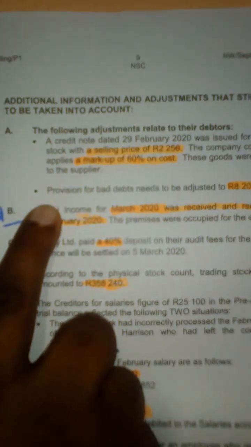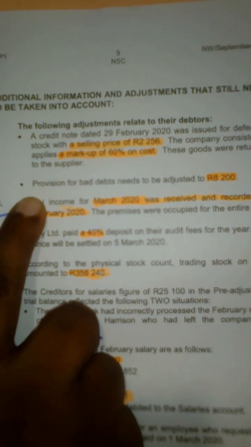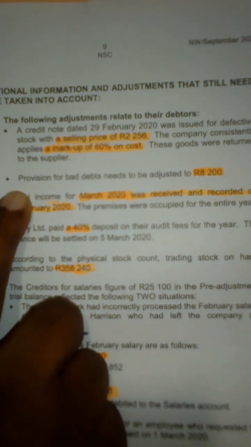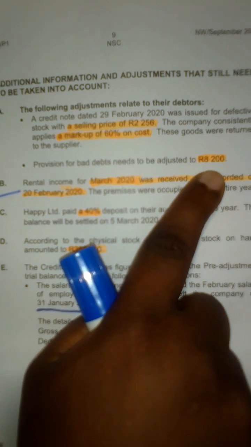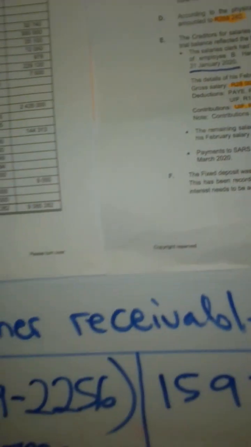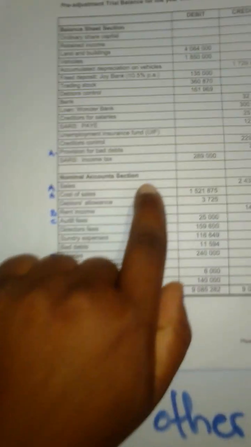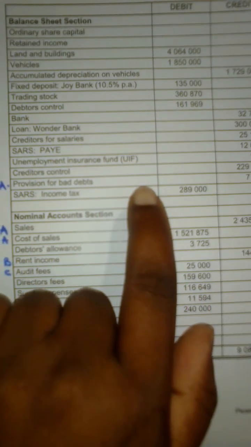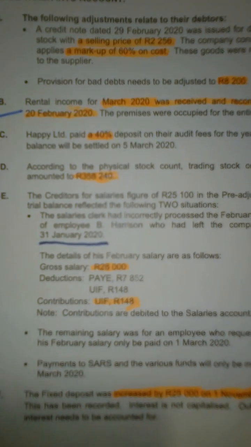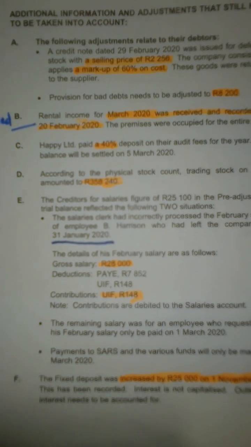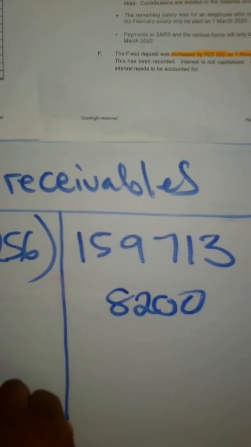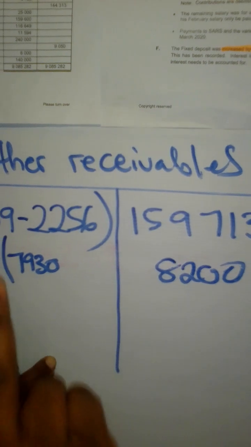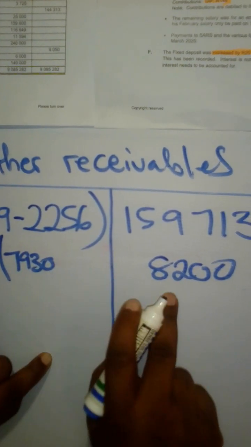Let's go back to adjustment number A. It's either they will give you information whereby you are supposed to calculate it as a percentage of the debtors control, but here they've given us provision for bad debts needs to be adjusted to 8,200. So when you are doing this note, you do not record the one that is in the pre-adjustment trial balance. You take the one that is on the adjustment or the one that you would have calculated according to the information that would be given. So in other words, the provision for bad debts that you are going to record is 8,200, not 7,930.